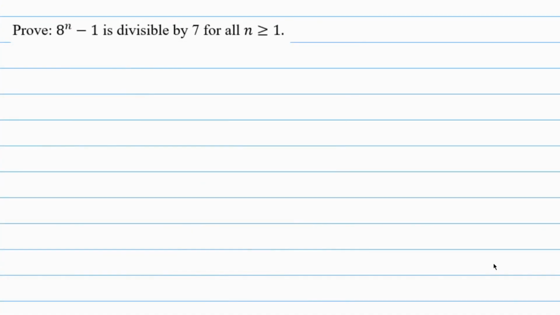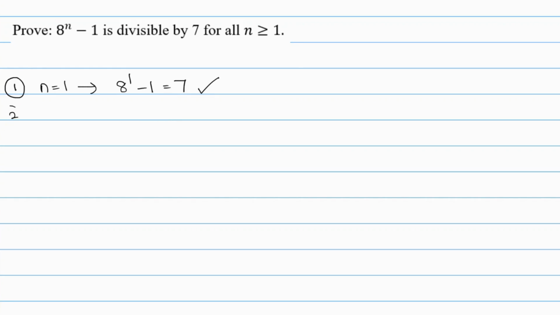Let us do another example to get a more thorough understanding of this concept. Consider this statement. Basically here we need to follow the same steps. First step being that we have to prove the base case. That means first step is to prove this statement for n equals 1. So for n equals 1, 8 to the power 1 minus 1 is equal to 7. We know that 7 is obviously divisible by 7, and therefore this case is true.